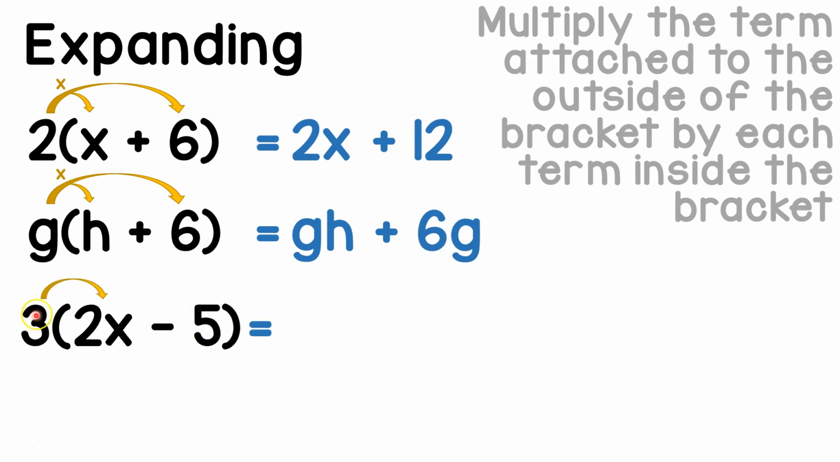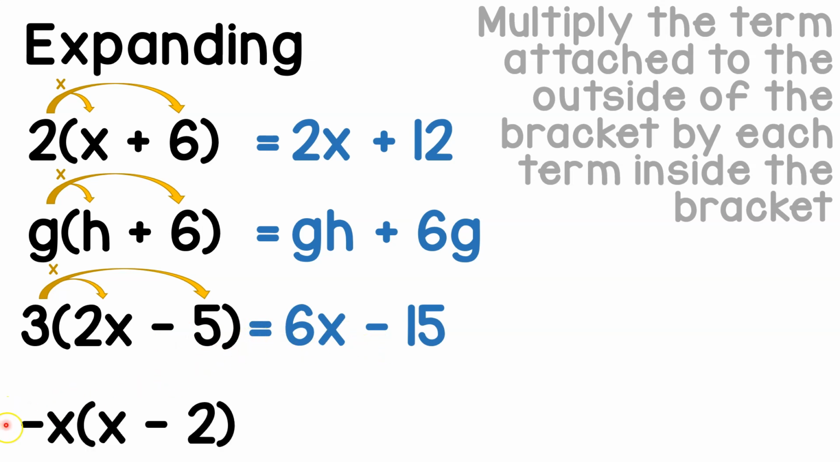So we start off by going 3 times 2x. So we just times those two numbers together. 3 times 2 makes 6x. And then 3 times, take note of the sign in front, minus 5 gives us minus 15.